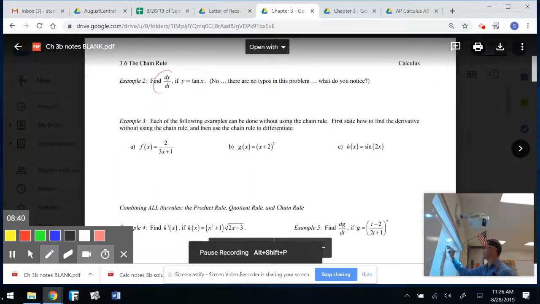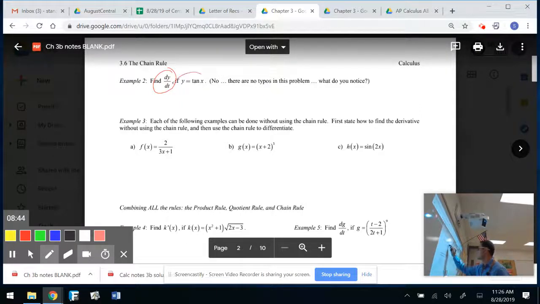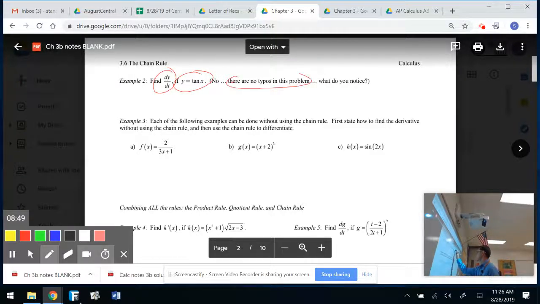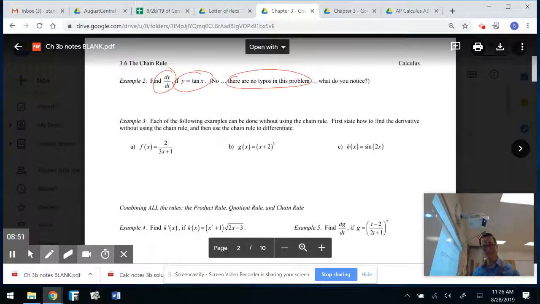Well, they tell me to take the derivative of y with respect to t. Oh, snap! There's no t in that problem. Are there any typos? No, there isn't. But I noticed that there's no t. What do I do if there's no t?